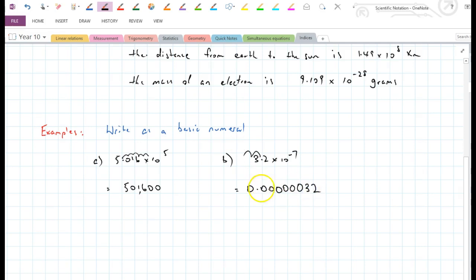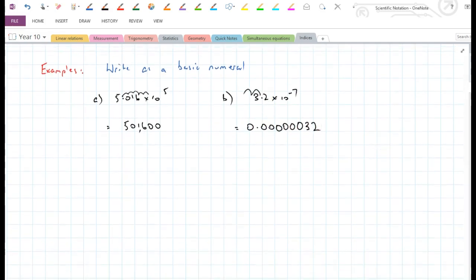Let's just check that. Take this number now and go 7 to the right. 1, 2, 3, 4, 5, 6, 7. It's back where it started, 3.2 times 10 to the minus 7. Okay, let's go the other way.